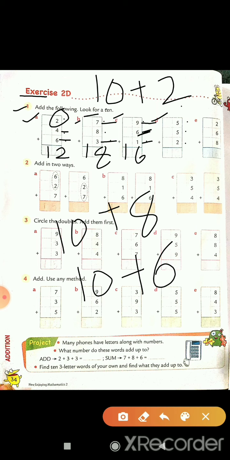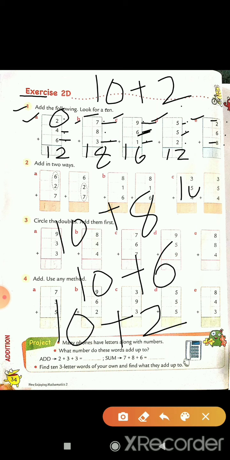Next, 5, 5 and 2. Which two numbers make 10? 5, 5. 5 plus 5 is equal to 10. And 10 plus what is remaining? 2. So it is 12. Next, 2, 6, 8. 8 and 2 make 10. So 10 plus what is remaining? 6. So add 6. When we add 10 and 6, we get 16. Got it, students?